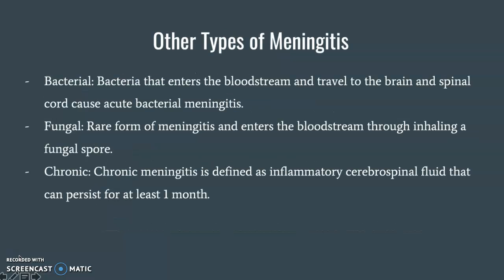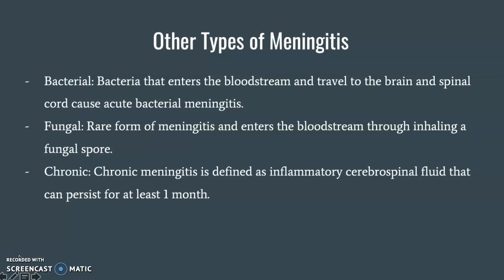Other types of meningitis. Bacterial. Bacterial meningitis can be very serious and can sometimes lead to death. Most people recover from this strain, but if left untreated it may lead to permanent disabilities, the biggest being brain damage or death. There are several types of bacteria that can cause meningitis. One of the best known is Streptococcus.